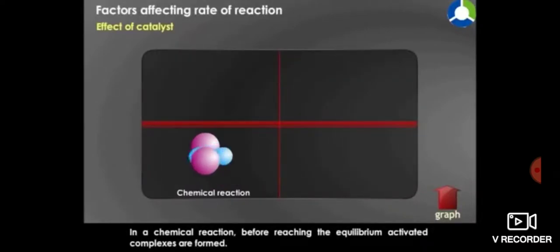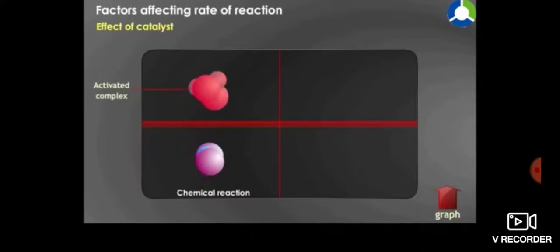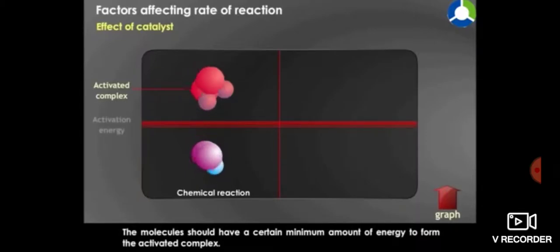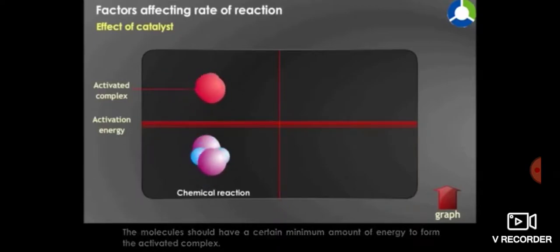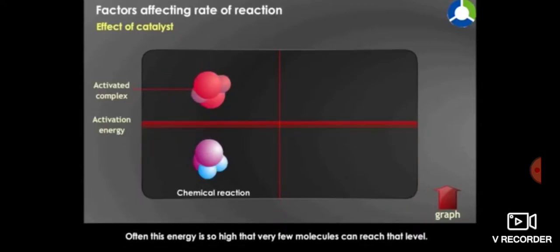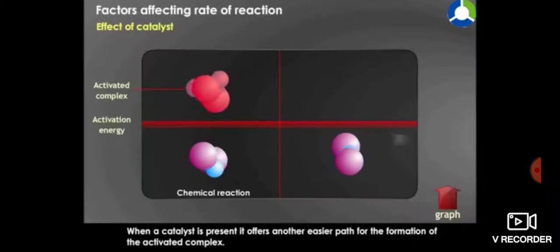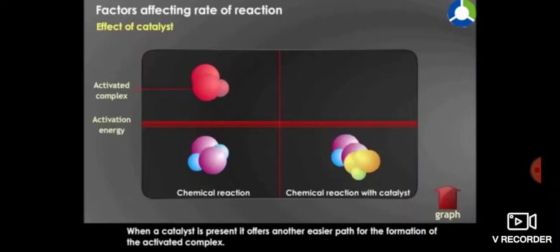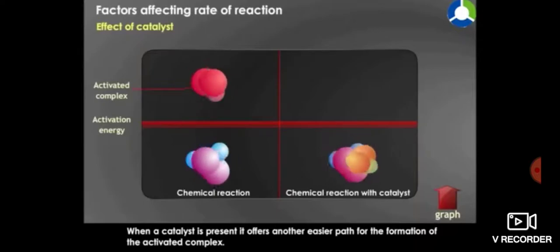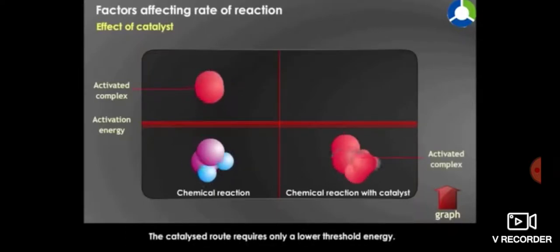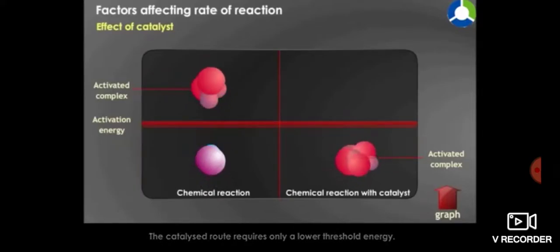In a chemical reaction, before reaching the equilibrium, activated complexes are formed. The molecules should have a certain minimum amount of energy to form the activated complex. Often this energy is so high that very few molecules can reach that level. When a catalyst is present, it offers another easier path for the formation of the activated complex. The catalyzed route requires only a lower threshold energy.